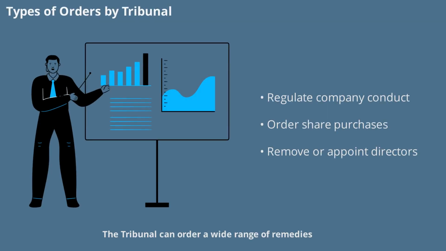The tribunal can order a wide range of remedies: regulating how the company is run, forcing the purchase of shares, reducing share capital, restricting share transfer, or terminating agreements with directors. It can also set aside transactions made to defraud creditors, recover undue gains, and appoint new directors. The goal is to restore fairness and protect the interests of all stakeholders.